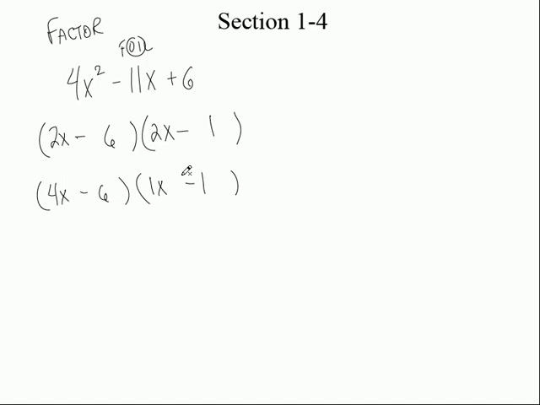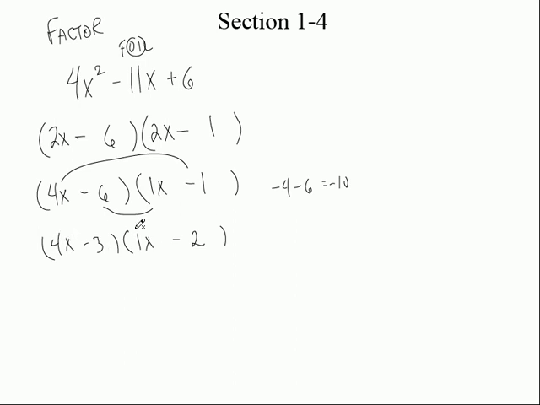Let's see if the outside and inside add up to be negative 11. And you should be able to just do that in your head. What is that? That's negative 4 minus 6. That's still a negative 10x, isn't it? All right? So that doesn't work. So we got to try something else. Well, we changed the 4 and the 1, didn't we? Let's change instead of 6 and 1, let's change it to 3 and 2. So watch, 3 and 2. Are you with me? So let's try and see if that works.